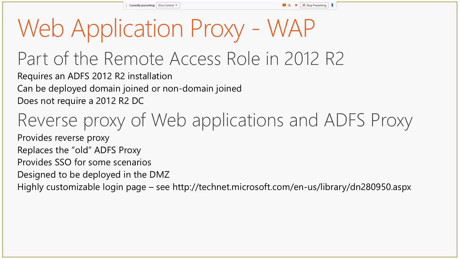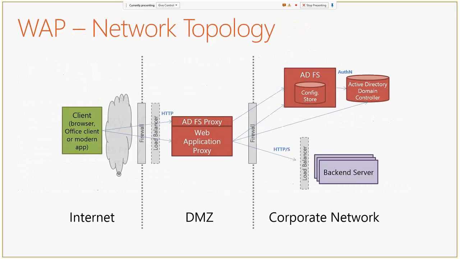Let's have a look at the topology. This is how that looks. We would have our corporate network in the backend, where we have a backend server, which in our case would be any version of Exchange. We would need ADFS and, obviously, the domain controller in there. And we have the Web Application Proxy in the middle, in the DMZ.